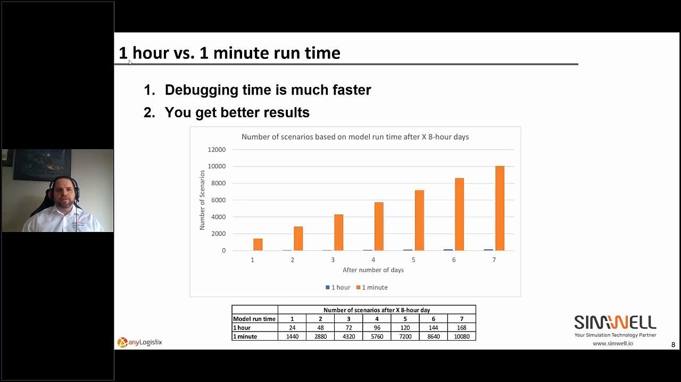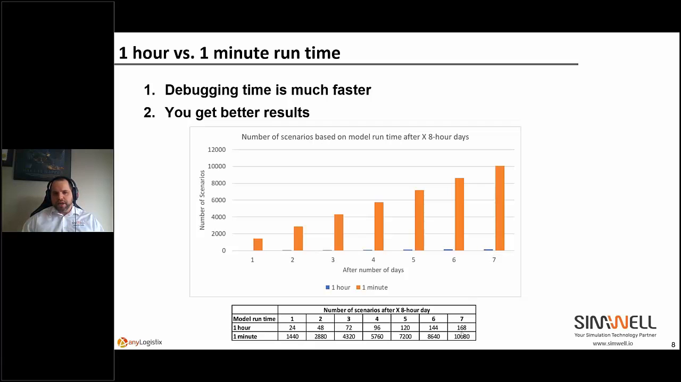And this is a graph of the number of scenarios you can make in a week, if the model takes 1 hour to run versus 1 minute to run, right? Either if it's an optimization model or simulation model, doesn't matter. The faster it is to run, the more scenarios you can make. So look at the blue one, if it takes an hour to run your model. This is this tiny little blue bar at the bottom here. This is how much you can do.